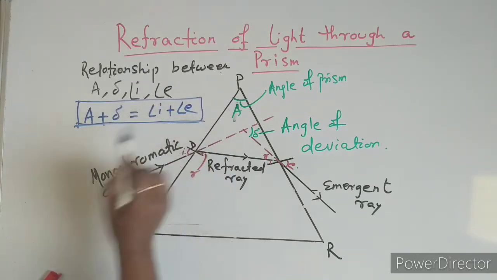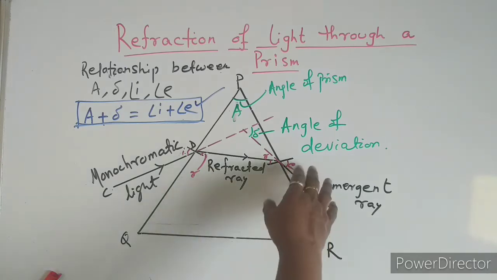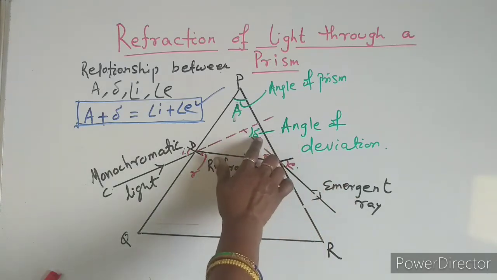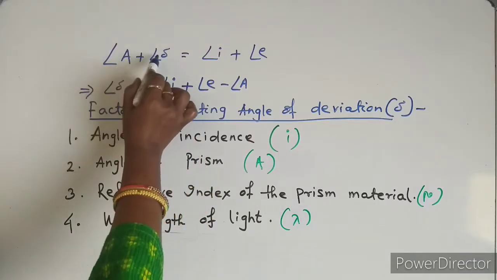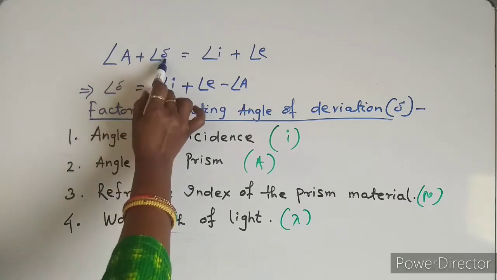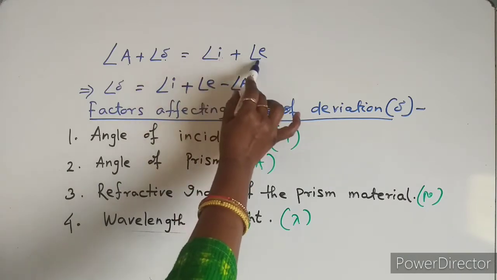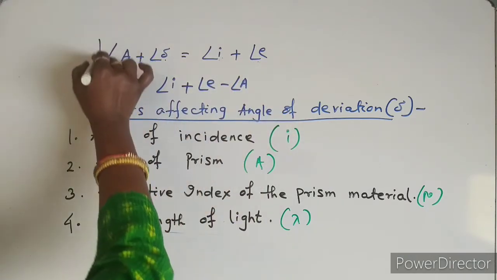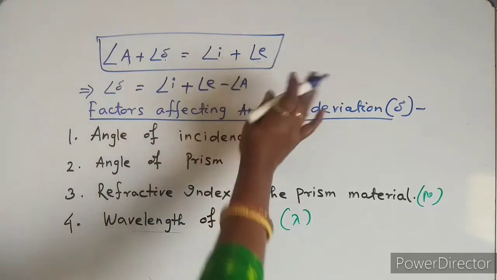The derivation is not necessary for us; only the relation we need, that is A plus delta equal to I plus E. So keeping this in mind, we will go for something else. This relation, angle of prism plus angle of deviation, is equal to the summation of angle of incidence and angle of emergence. This is the formula; the derivation is not required.